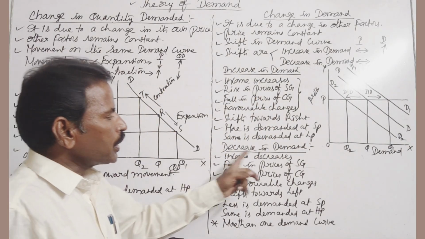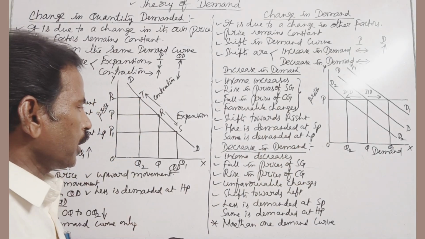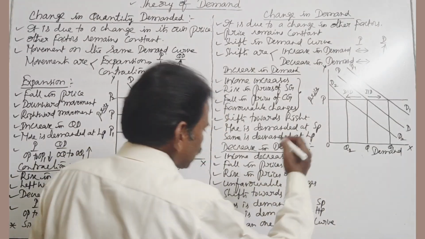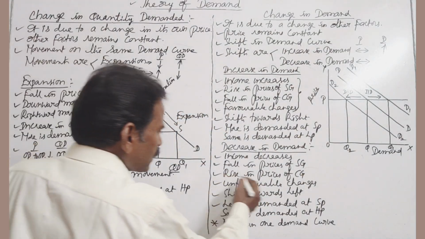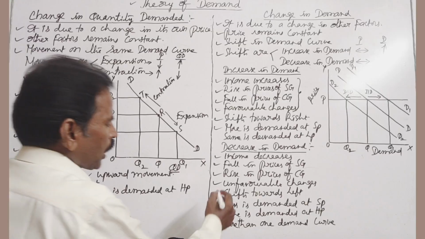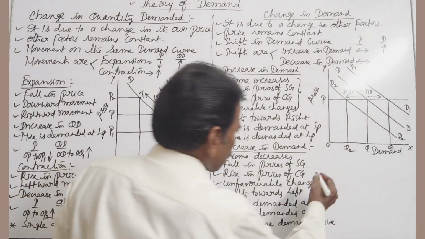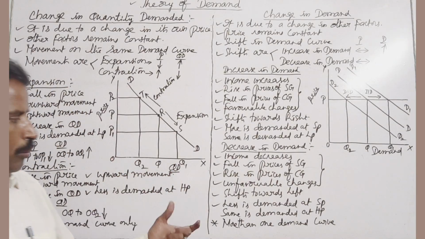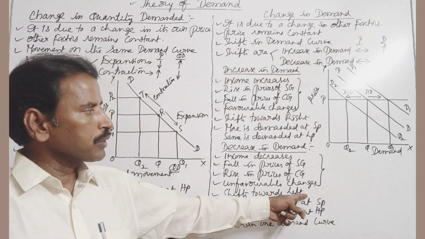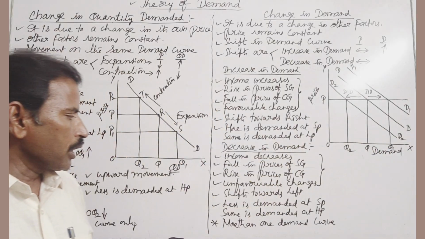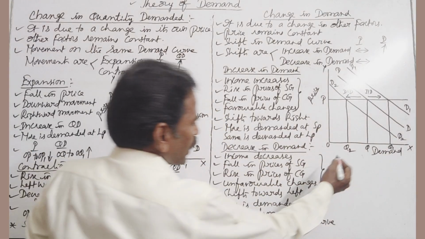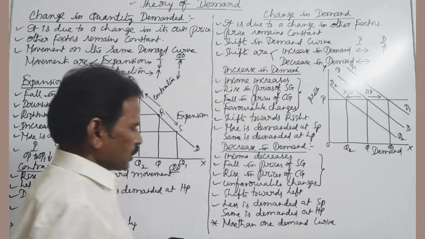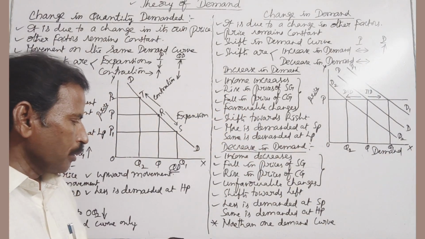Next, decrease in demand. The reasons are income decreases, fall in prices of substitute goods, rise in prices of complementary goods, unfavorable changes. Because of these four reasons, demand is decreased. It shifts towards the left side. So less is demanded at the same price, or the same is demanded at a higher price. This is called decrease in demand.